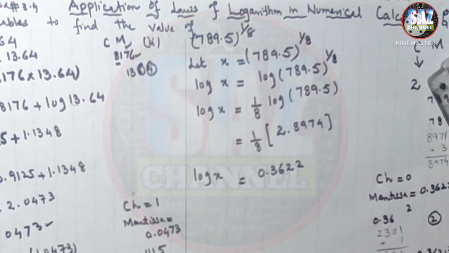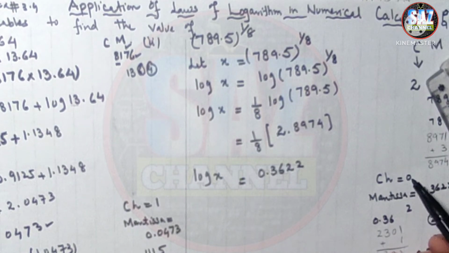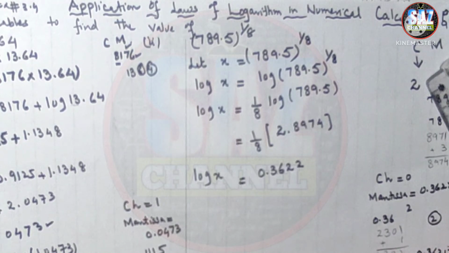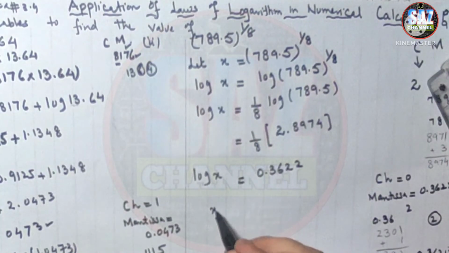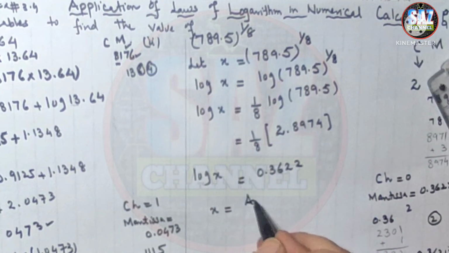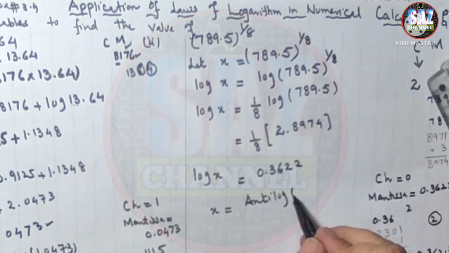Role of characteristic. What is the role of characteristic? It will be helping us in identifying the place where the decimal has to be in the number, and the rule for placing the decimal is that we have to add 1 to the characteristic, and then move the number of digits according to that number from the left hand side. So x will be equal to antilog of what?